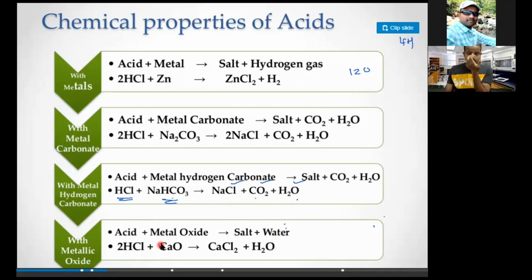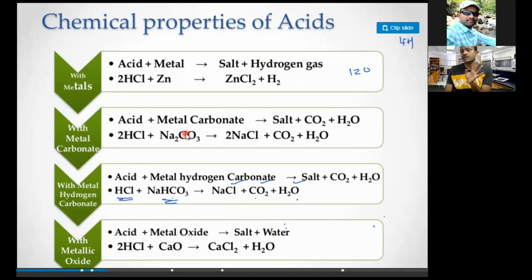Next, when acid reacts with a metal oxide, what will it give? Metal oxide is basic in nature. When any acid reacts with any substance which is basic in nature, it will give salt and water. That is common for all. When acid reacts with a basic substance, it will give salt and water only.